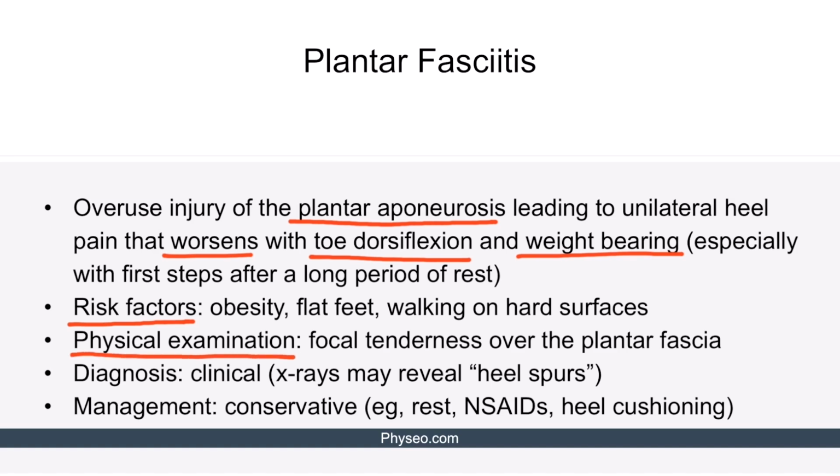Physical examination may reveal focal tenderness over the plantar fascia, particularly at the insertion site close to the bottom of the heel. The diagnosis is purely clinical, and imaging is not necessary. However, if x-rays are obtained, they may reveal characteristic heel spurs that will be demonstrated on the next slide. Similar to calcaneal epiphysitis, plantar fasciitis is managed conservatively, with rest, NSAIDs, and heel cushioning.